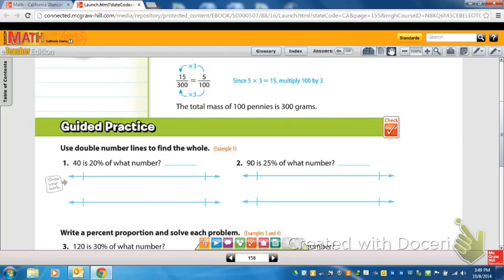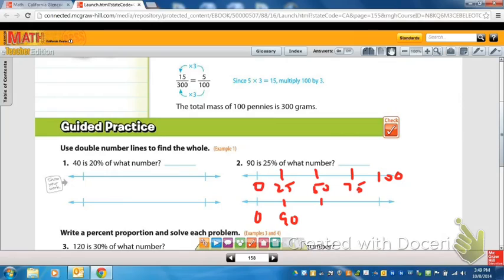So we have number 1 and number 2. We did number 1 in class. Number 2, we're using a number line. So our percent that we're using is 25. So we're going to start our number line at 0. And then we're going to go 25%, 50%, 75, and 100. And then our number is starting with 90. So 90.